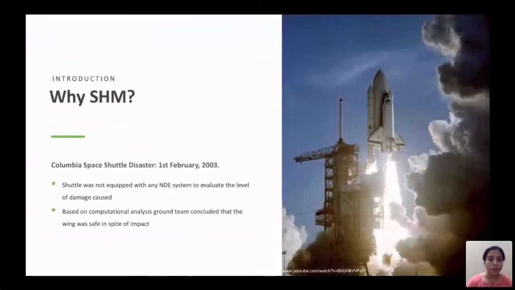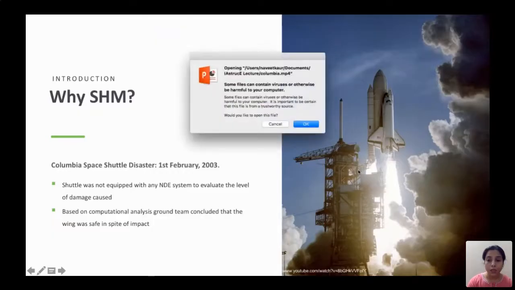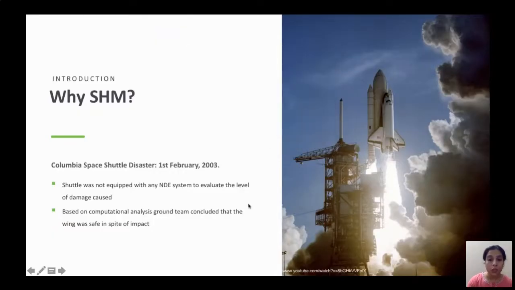I have another example just to show you the importance of SHM. That's the Columbia space shuttle disaster, which happened in 2003. As per NASA's report, it happened due to a small piece of foam from the fuel tank. It hit the left wing of the space shuttle. We'll see this video to see the sequence of events. The shuttle was not equipped with any NDE system. So just based upon the computational analysis, the ground team gave the go-ahead for the re-entry. So it shows that we really need NDT systems for the proper monitoring of the structures.